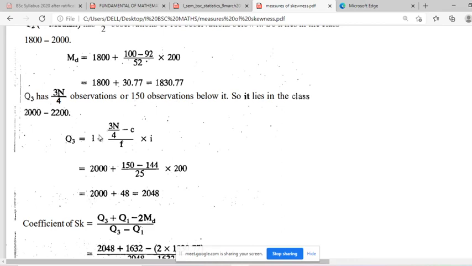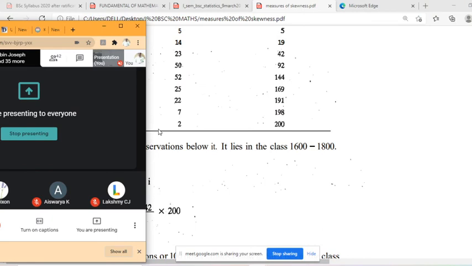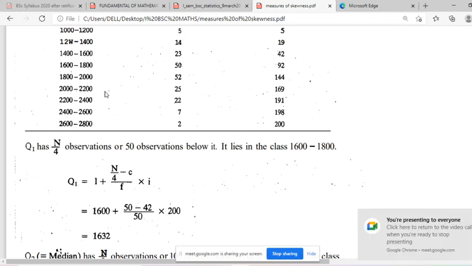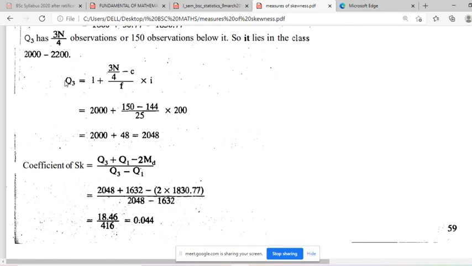Now to find the third quartile, you have to find the 3n by 4th observation, that is the 150th observation. The 150th observation lies in the class 2000 to 2200. The frequency is 25 and the cumulative frequency just before that class is 144. So substituting, the lower limit of the class is 2000, 3n by 4 is 150, the cumulative frequency just before the class is 144, the frequency of that class is 25, and the class length is 200. You get 2048, that is the Q3 value.